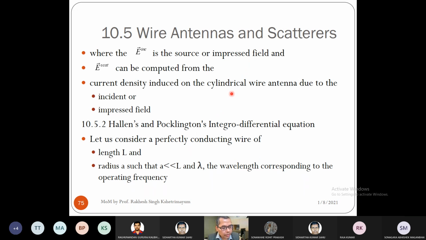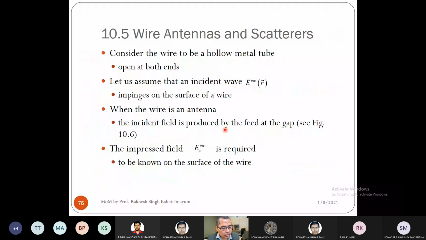There are two different kinds of integral equation. One is called Hallen's equation, another is Pocklington's equation. Both of them are very much related. We'll try to derive that. So first we derive the integral equation and then we'll try to solve it using MoM.